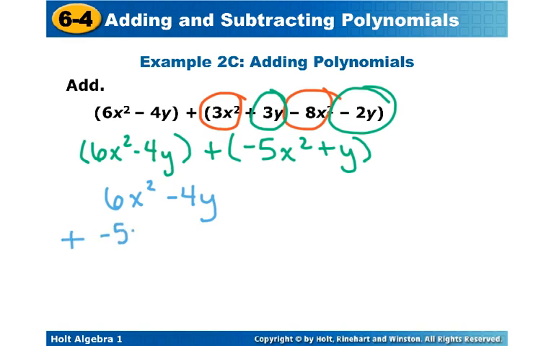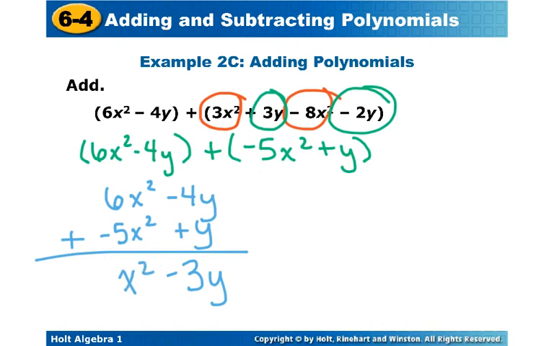So I have a negative 5x squared plus y. And all of my terms align. So now just adding straight down, negative 4y and positive y is negative 3y. 6x squared minus 5x squared, so that just gives me x squared. So for a final answer, I have x squared minus 3y.